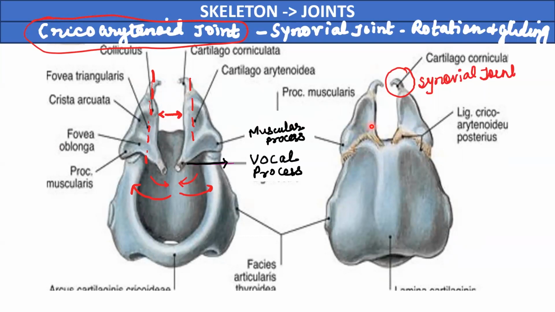The third joint in the cartilages is present between the arytenoid and the corniculate cartilage. This is also a synovial variety of joint. So three joints in the cartilages of the larynx are present: cricothyroid, cricoarytenoid, and the arytenocorniculate joints, and all are the synovial variety of joints.